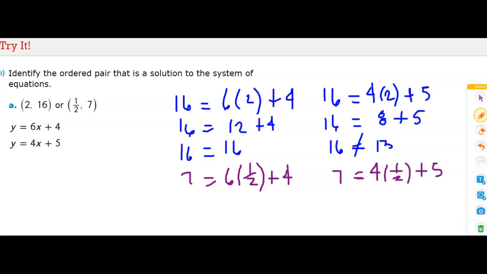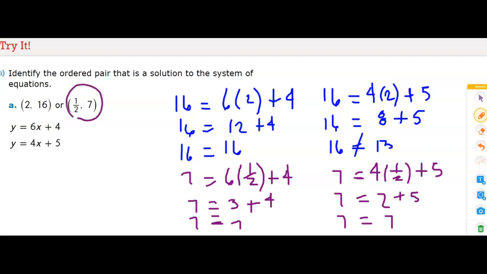So then we solve. So 6 times 1/2 is 3. So we have 3 plus 4, and then 7 is equal to 7. And then we have 7 is equal to 4 times half, which is 2 plus 5. And then 7 is equal to 2 plus 5 is equal to 7. So the second ordered pair is the solution to the system of equations because both satisfy the equation. Both solutions satisfy both equations.